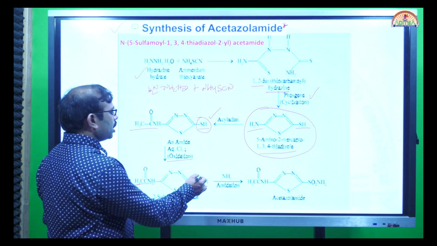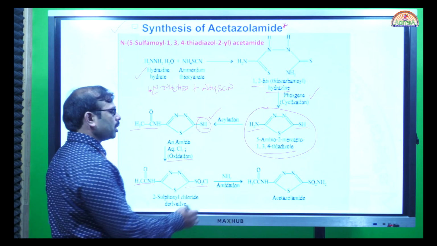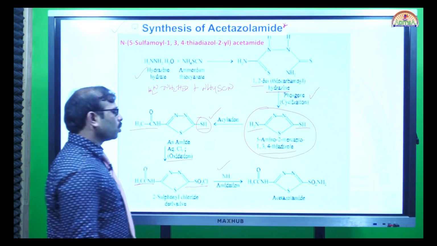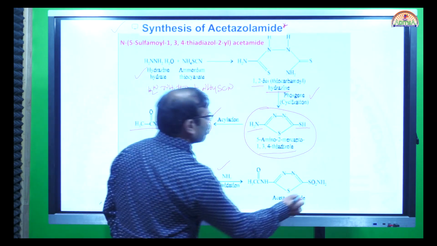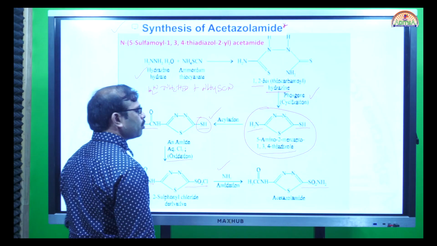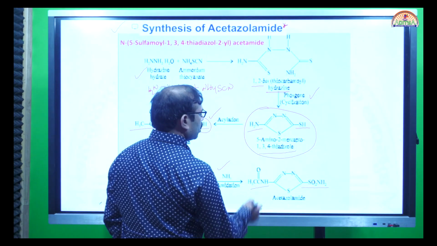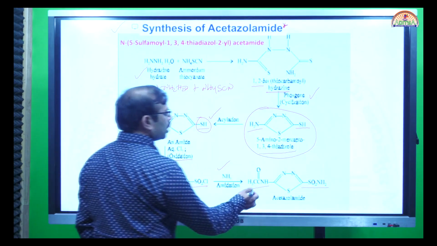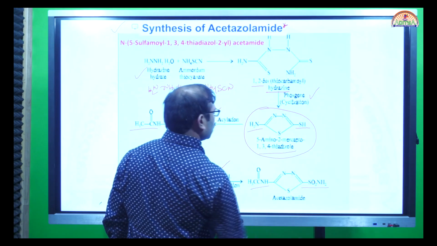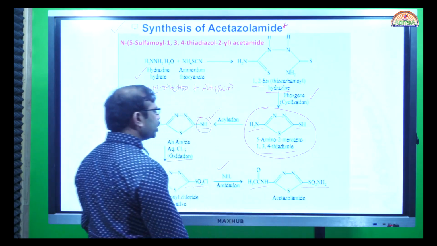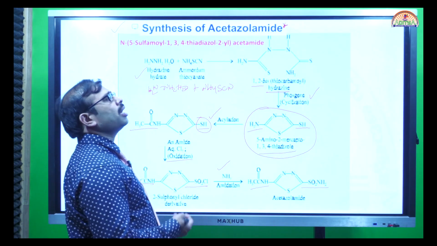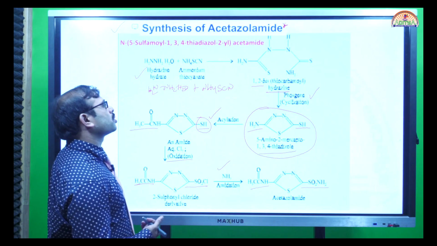Now the sulfonyl chloride reacts with ammonia, and it is converted to the sulfonamide. So the N-acetyl group at the 5th position and the sulfonamide at the 2nd position of the ring give acetazolamide as the final product of the synthesis.